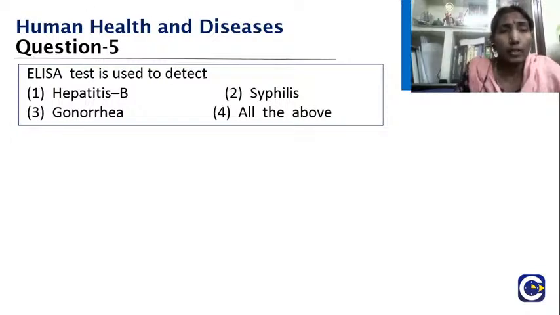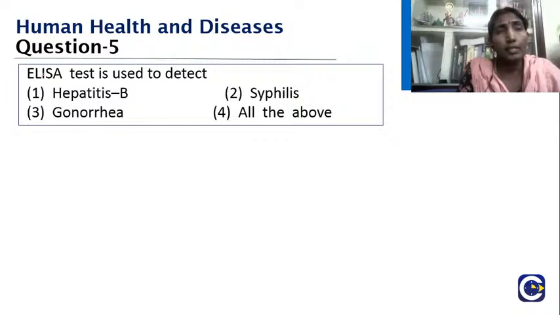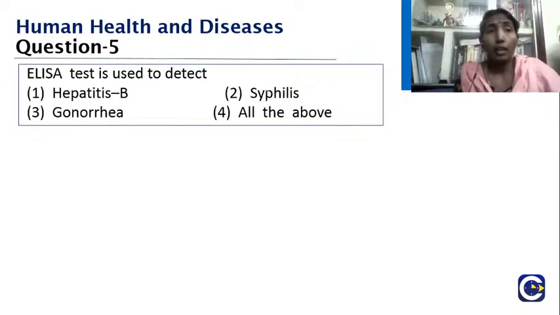ELISA test is used to detect hepatitis B, syphilis, gonorrhea, all of the above. What should be your answer? I hope you know what is ELISA, right? It's an enzyme linked immunosorbent assay. Usually this test is done where you are going to find out the antibodies. It detects the antibodies against particular pathogens.